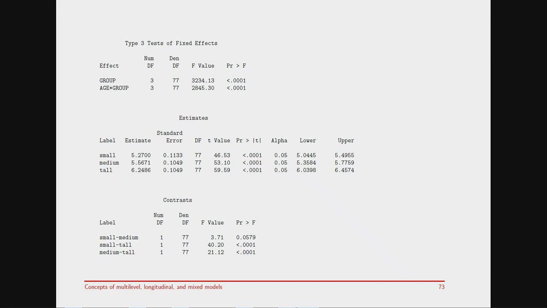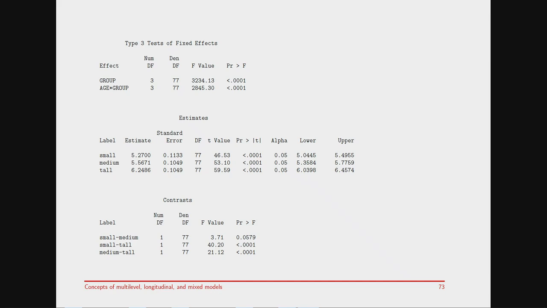So what is going on here? Well, a hint of the solution can be seen here. It's a 3-degree of freedom test, while the interaction test should be a 2-degree of freedom test, because you have a factor with 3 levels and you have a covariate. So that should be a 2-degree of freedom test for the interaction.